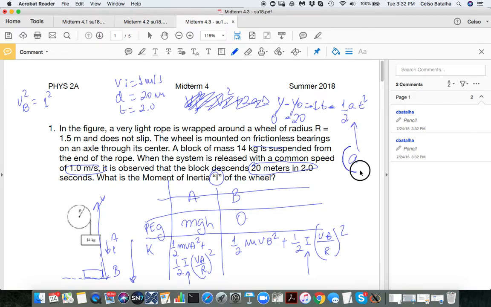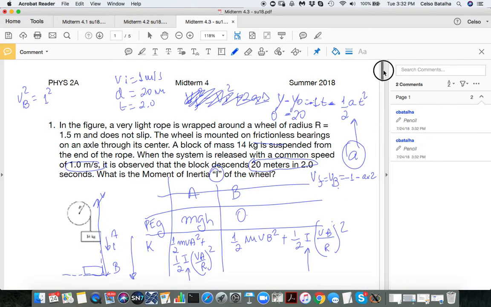So once we have acceleration, we can plug into the final velocity, which is what we want to find. VB is equal to the initial velocity minus a times t. And then we can find the velocity, plug it in here, and then we have the problem solved.